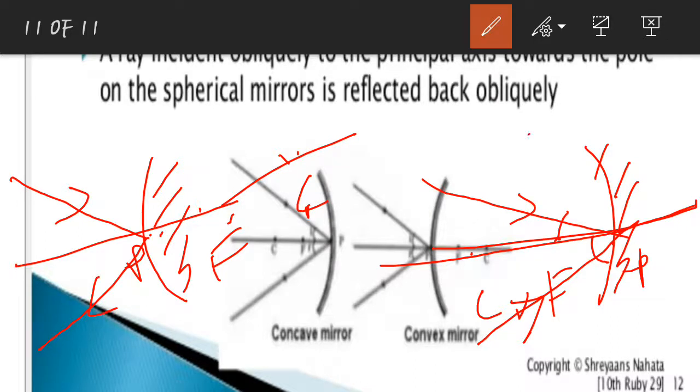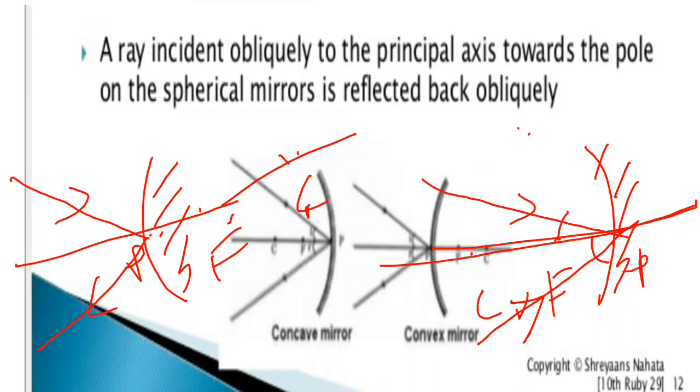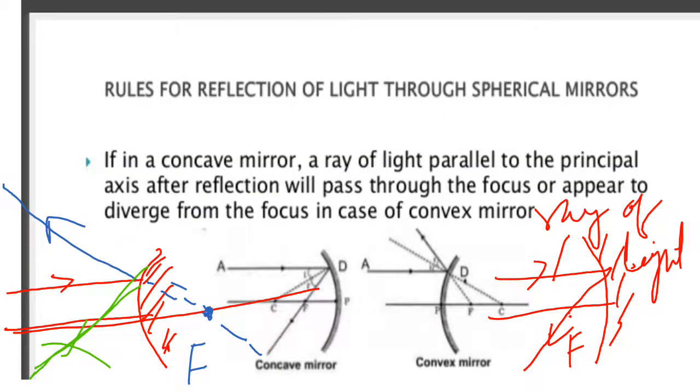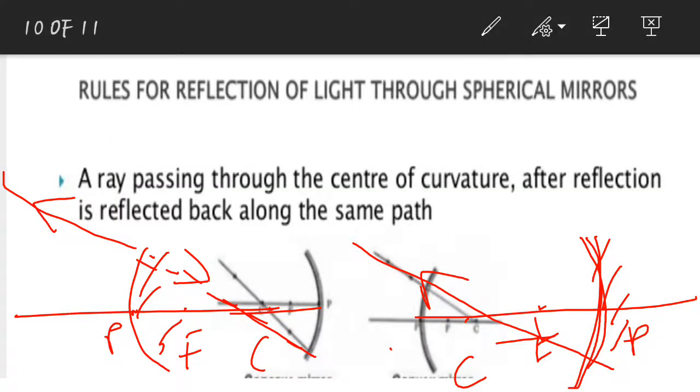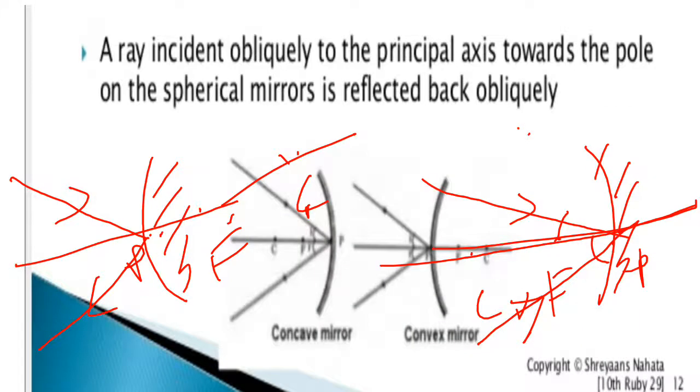So it is important that you draw these figures in your notebook, then only you will be able to understand. So we are having 4 rules. First rule is when a light ray is passing parallel to principal axis, it passes through focus. In the second one, passing through focus, it goes parallel to principal axis, and third is passing through center of curvature, there will be no reflection, and fourth one is passing from the pole, it will reflect back in the same way, forming an angle of incidence equal to angle of reflection.